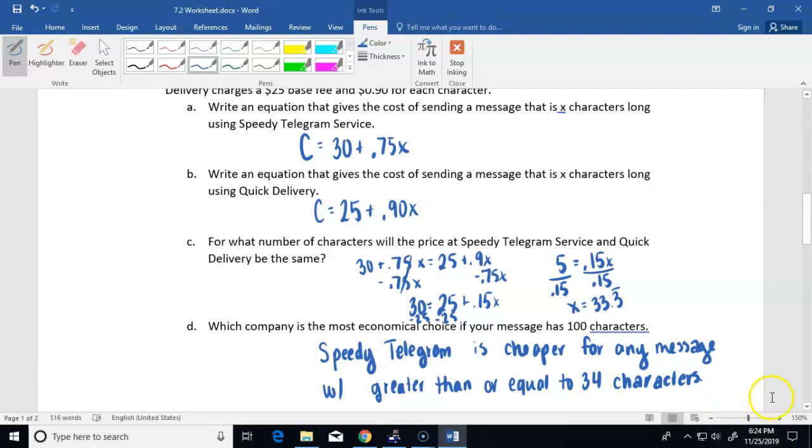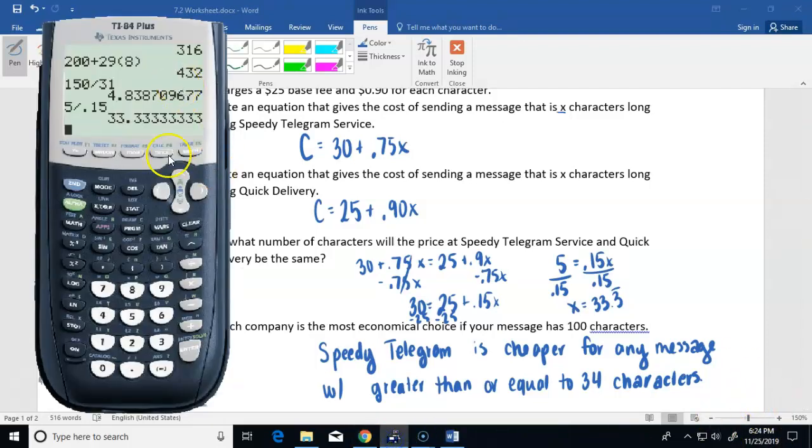Now, if you're not certain about that, you can always use your calculator just to plug in. Try for Speedy Telegram Service, 30 plus 0.75 times 100. And we see that that would cost $105, whereas if we do 25 plus 0.9 times 100, we end up with 115. So Speedy Telegram is definitely the cheapest here.